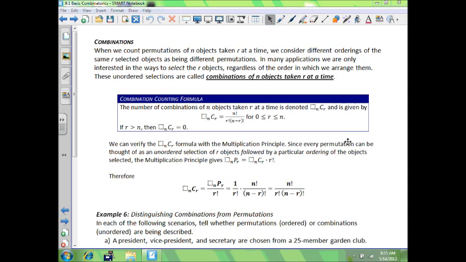In many applications, we're only interested in the ways to select the r objects, regardless of the order in which we arrange them. These unordered selections are called combinations of n objects taken r at a time. So the number of combinations of n objects taken r at a time is denoted nCr and is given by n factorial divided by r factorial times n minus r factorial, where r is between 0 and n. And again, if r is greater than n, then the combination is 0.